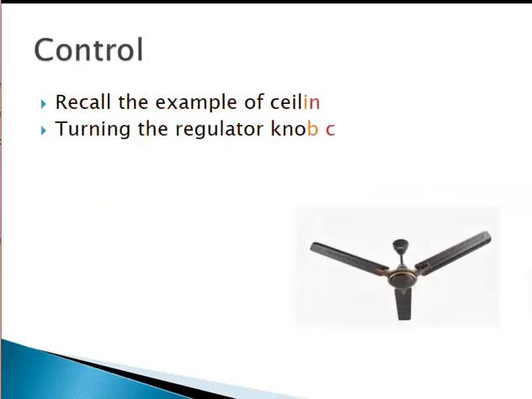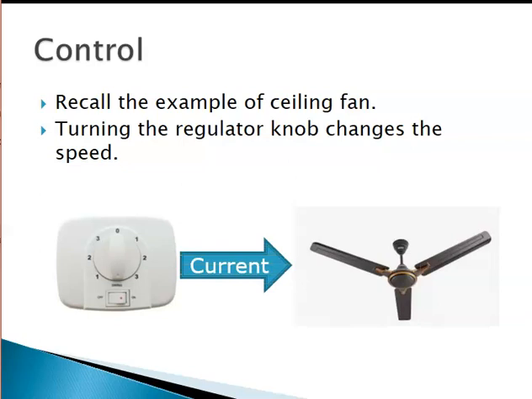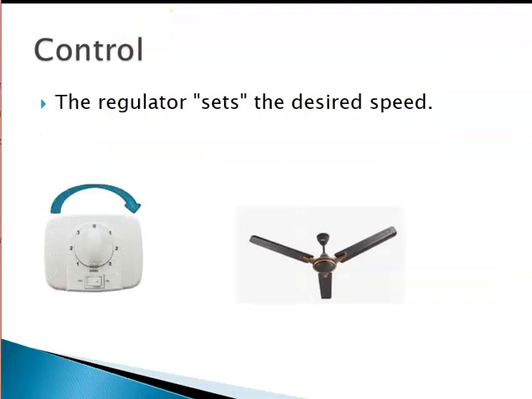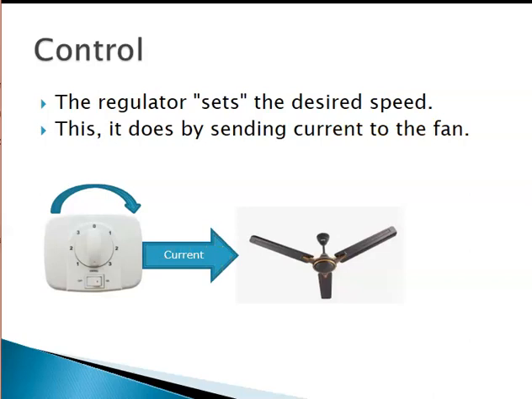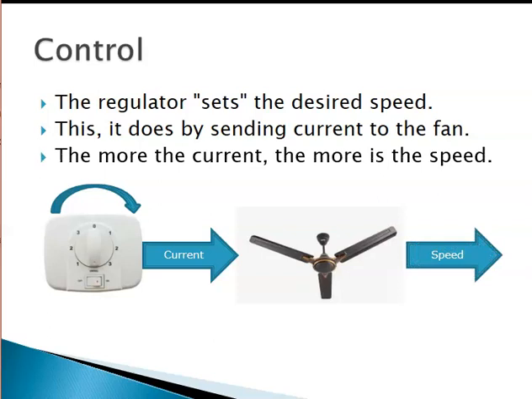With that, let us see the familiar example of a ceiling fan, and once again recollect that when you turn the regulator knob, the speed of the fan changes. In the controls language, we say the regulator sets the desired speed, whereas it's actually a human being that sets the desired speed. This the regulator does by sending current to the fan. The more the current, the more will be the speed of the fan.